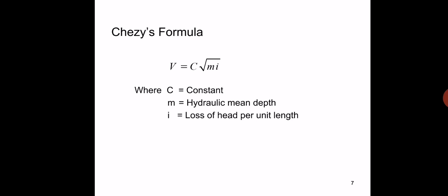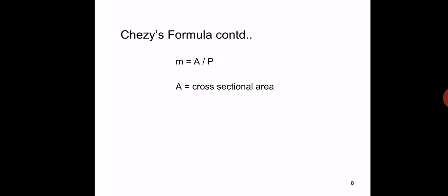Whereas minor losses are calculated by Chezy's formula. That is V is equal to C into root mi. Here C is the Chezy's constant, m is the hydraulic mean depth, and i is the loss of head per unit length. Here m is equal to A by P, where A is the cross-sectional area and P is the wetted perimeter, and i is equal to hf by L.